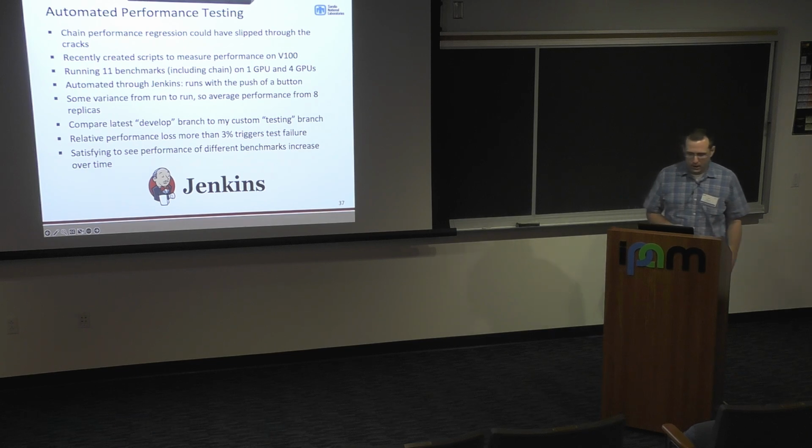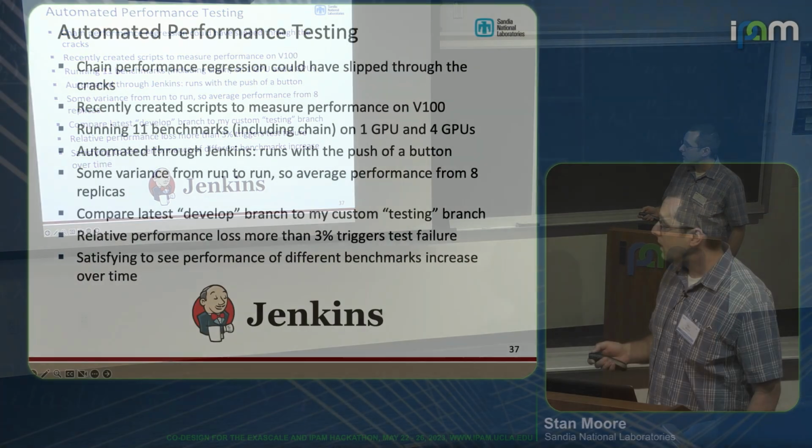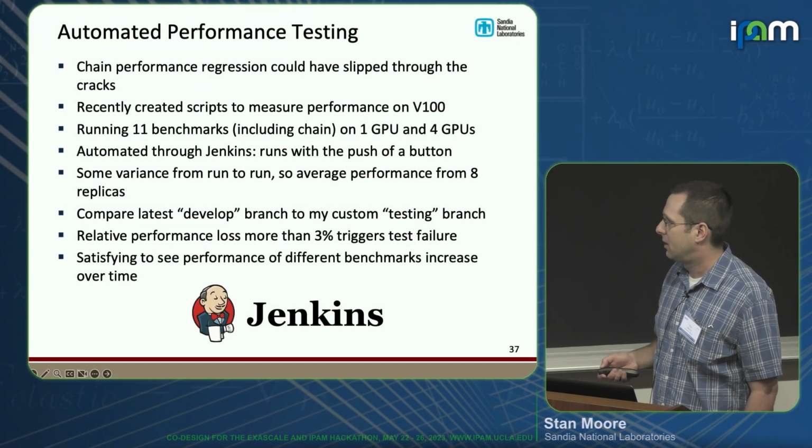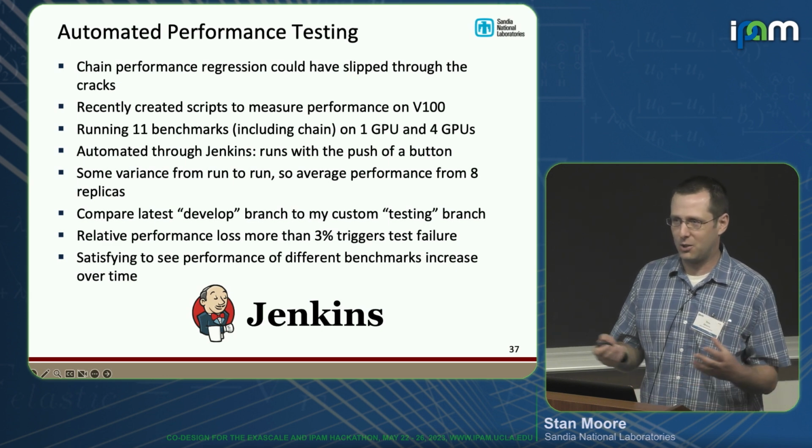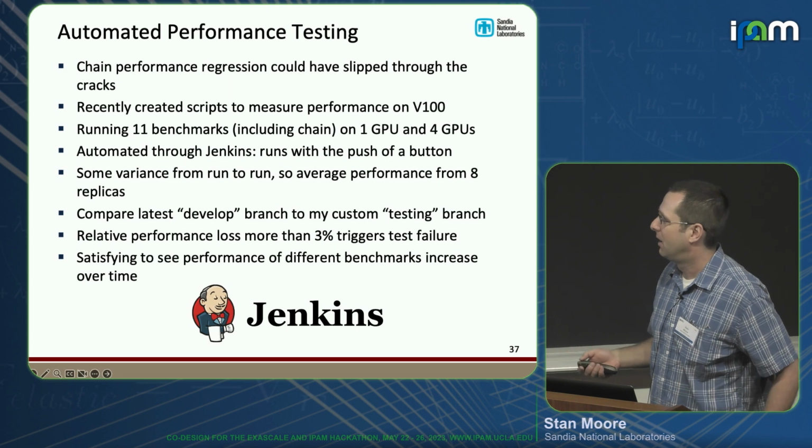And one thing that I wanted to mention is that this performance regression could have slipped through the cracks and gone unnoticed. But fortunately, I recently added scripts to measure performance on V100. I'm running 11 of the standard benchmarks in LAMMPS, including this chain benchmark. It's automated through Jenkins. So with a push of a button, I can get feedback on: did I slow down the code? Did I speed up the code?